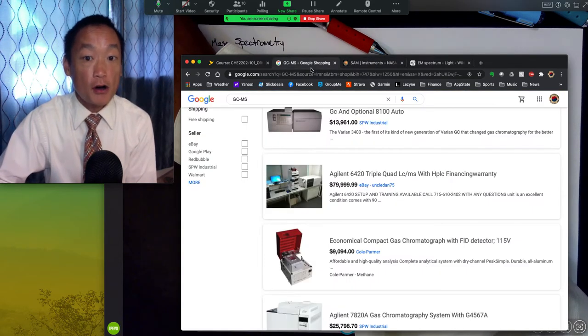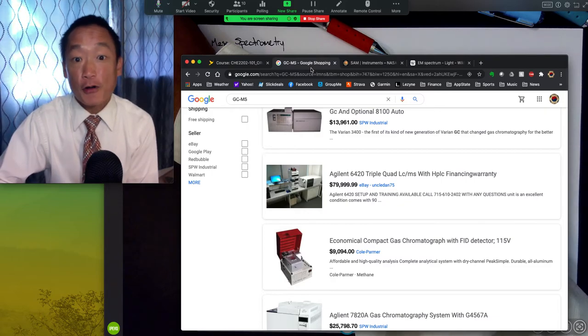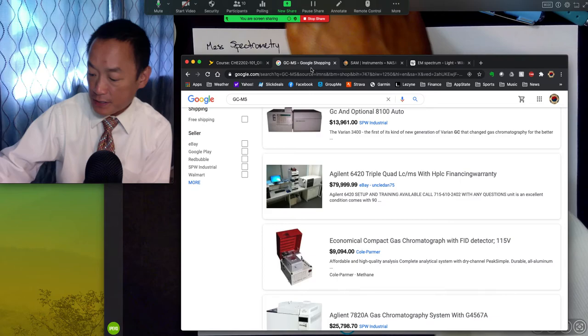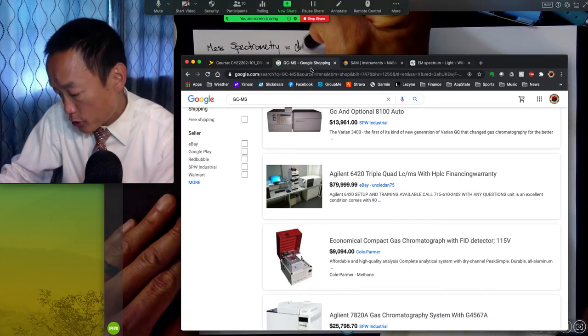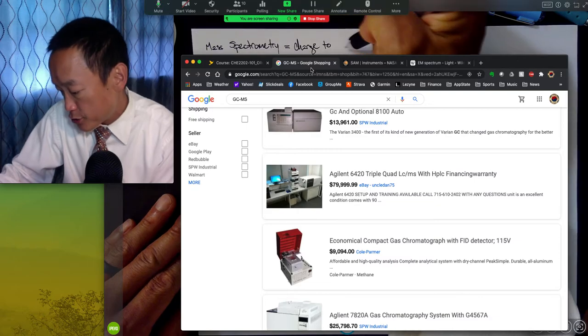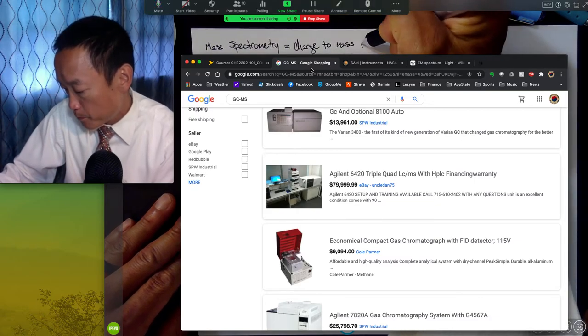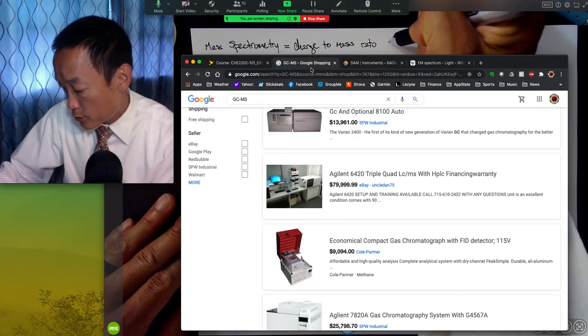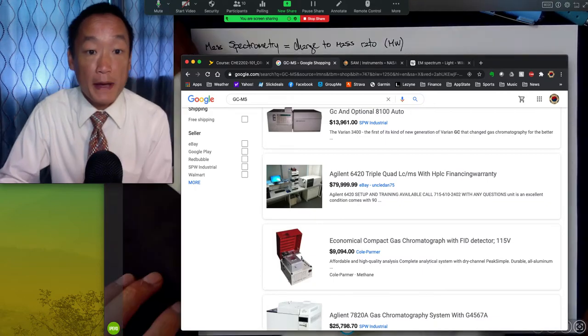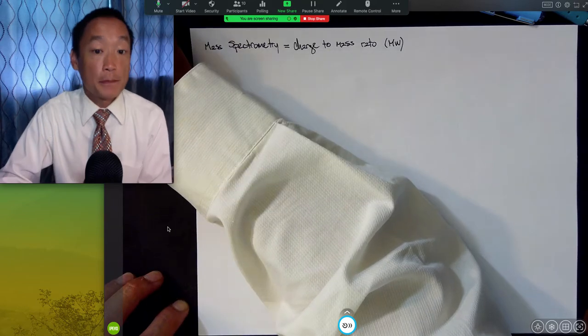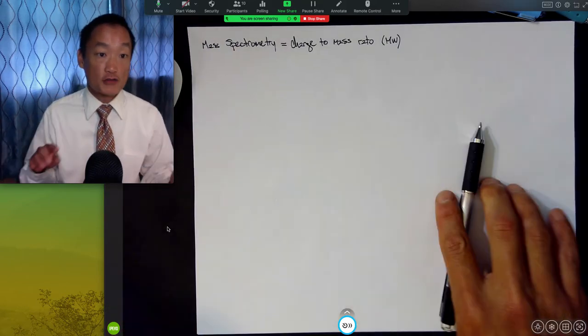Let's talk about what a mass spectrum is and how it works. Mass spectrometry is ultimately going to give us our charge to mass ratio, and for our practical purposes here, because we aren't dealing with macromolecules, that can be considered its mass, right?